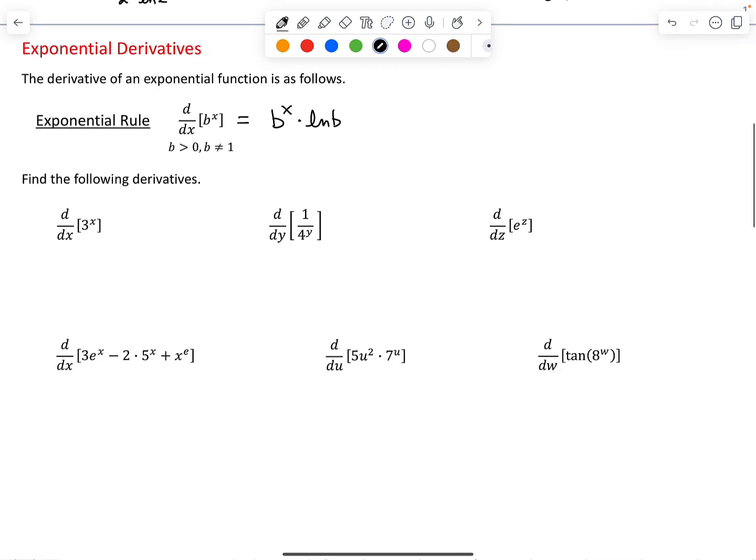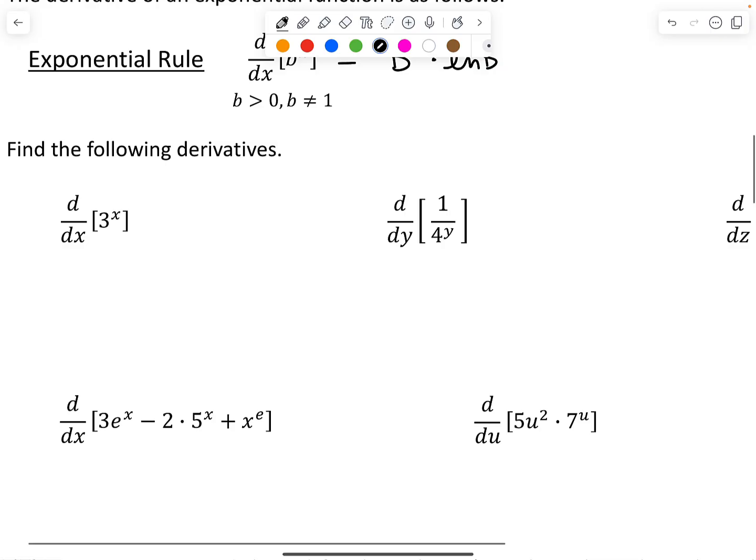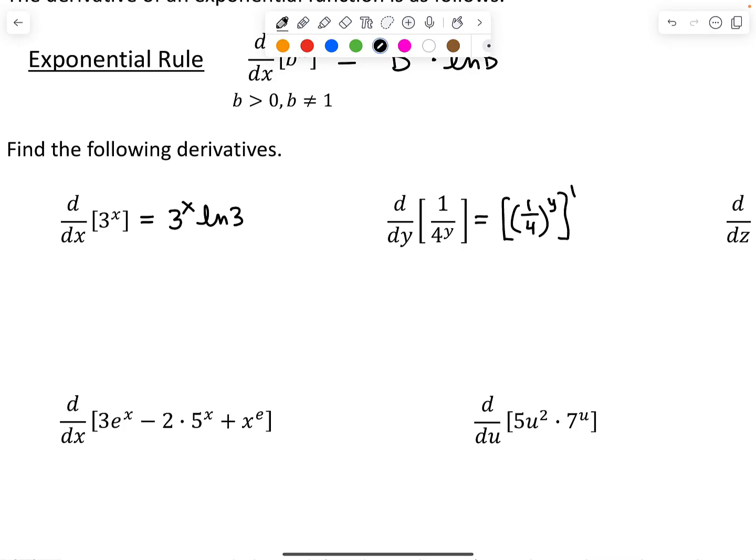Find the following derivatives. The derivative of 3 to the x, therefore, is simply itself times the natural log of 3. In this next example, we have a change of independent variable to y. It's better to rewrite this one. 1 over 4 to the y can be rewritten multiple ways, including writing it as 1/4 raised to the y. And this is what we're going to differentiate.